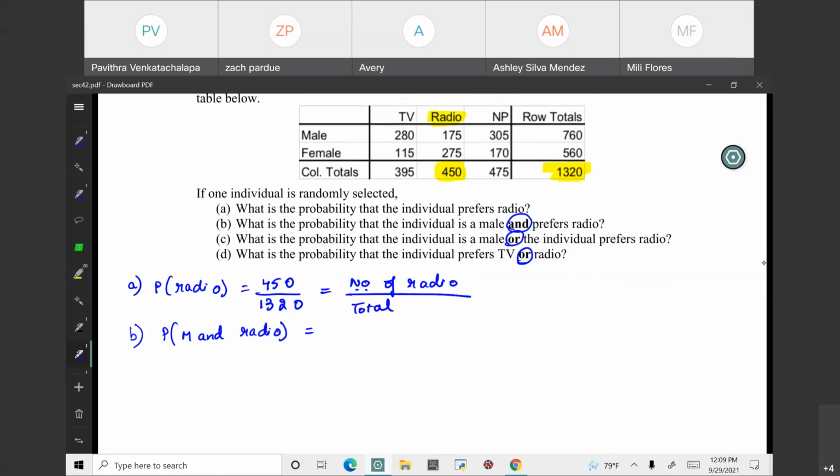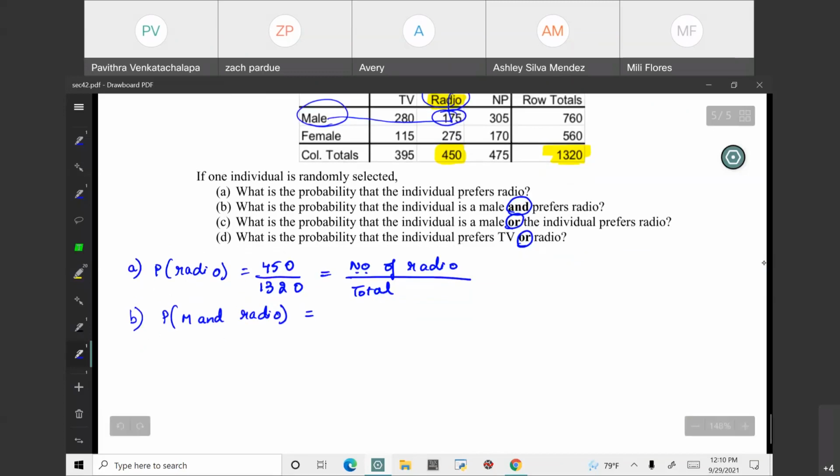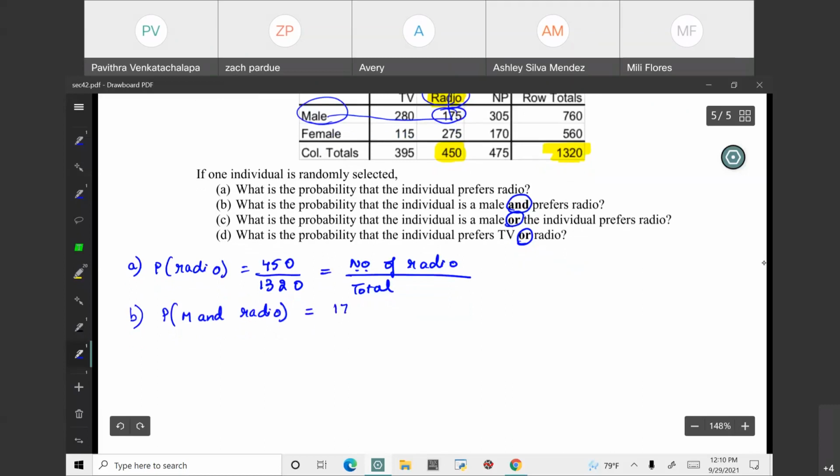175 divided by, exactly. So how did we get this 175? Just concentrate on this one. They're asking about male who prefers radio. That total number is 175. Always divide by total number. So we will get 175 by 1320. Okay.